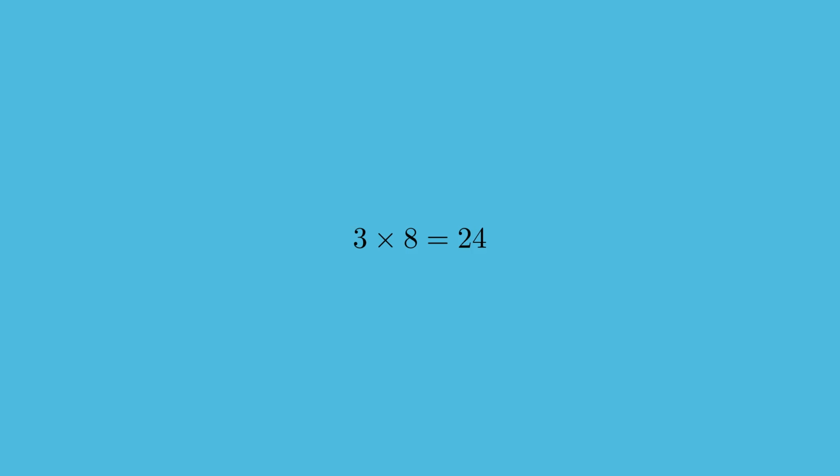So, 3 times 8 equals 24. This step can either be solved mentally or by using a multiplication table. Therefore, we have simply multiplied 3 and 8 to get our product of 24. The product is the answer to a multiplication problem. Thus, the correct answer is 24.